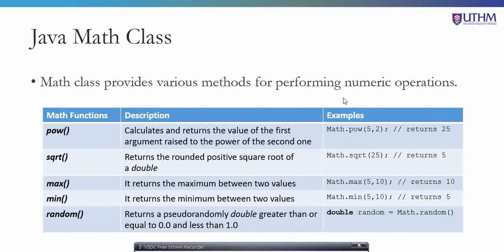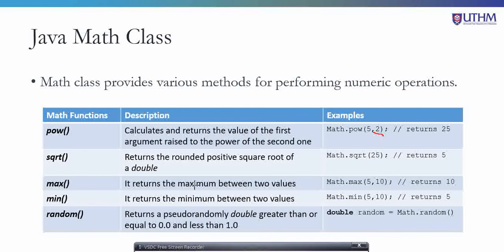Math, capital M, dot POW, stands for power. 5 power of 2. So it will return 25. The second argument over here is power. Second one is square root. It returns the rounded positive square root of a double. Math dot square root 25. So it returns 5.